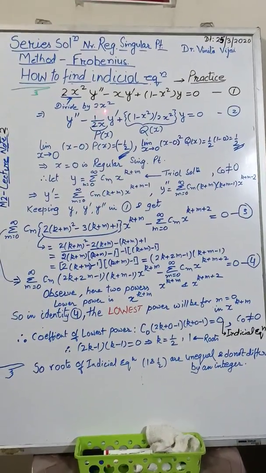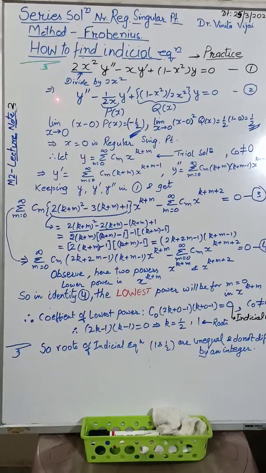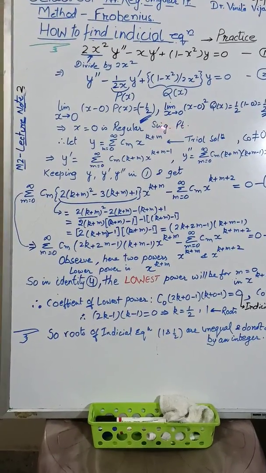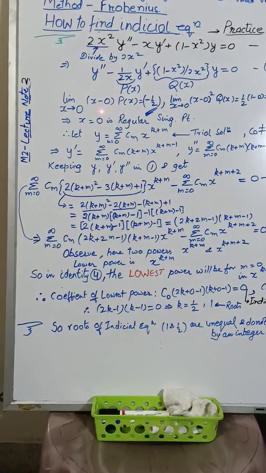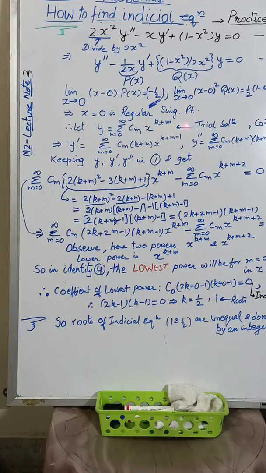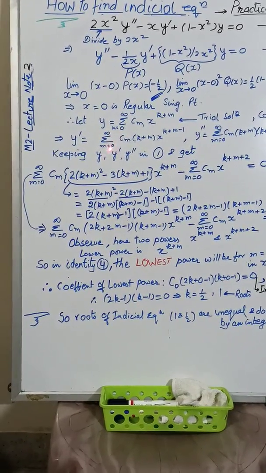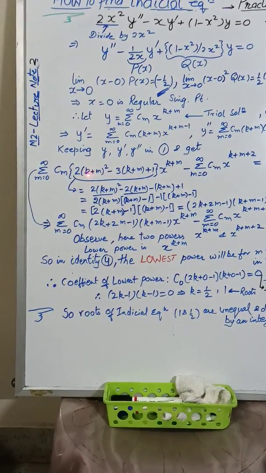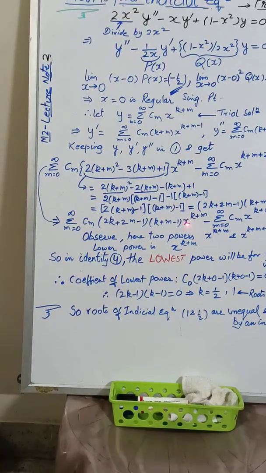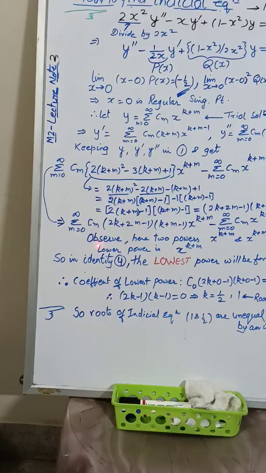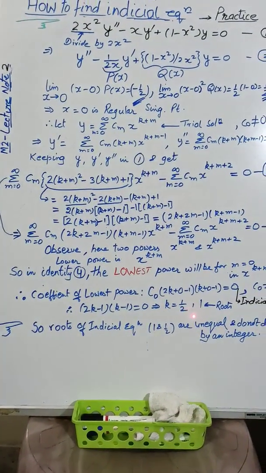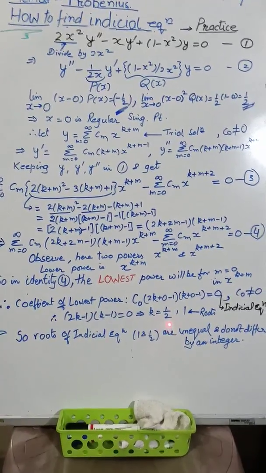Just to summarize, I have the equation, I make the coefficient of y double dash 1, then I find these two limits to find whether it is an ordinary point or a regular singular point. Then I apply the Frobenius method by the trial solution. Then I find this identity, and from the identity the lowest power of x, its coefficient we put equal to 0, and then we find the roots of the indicial equation. That is the whole procedure.